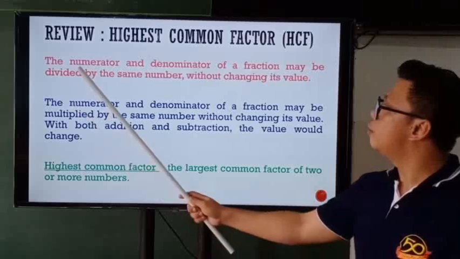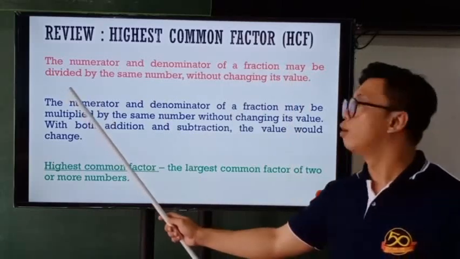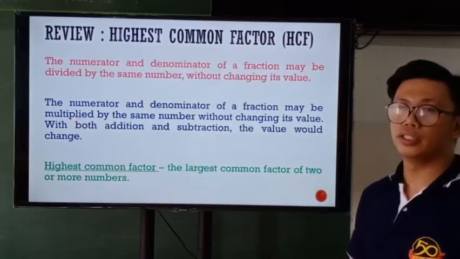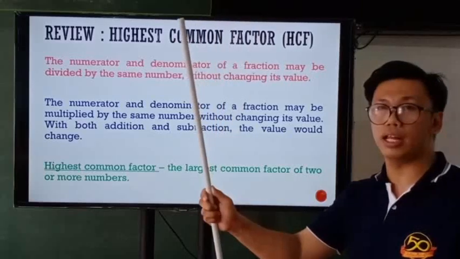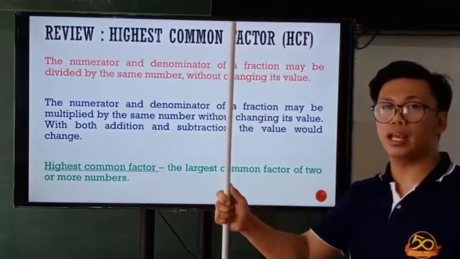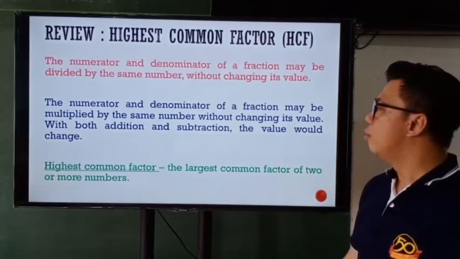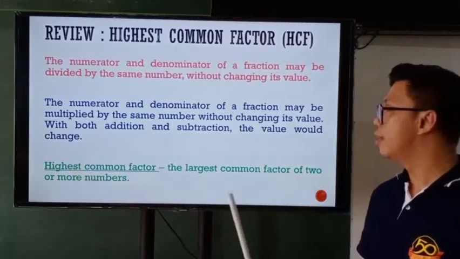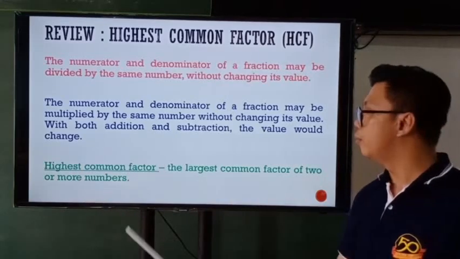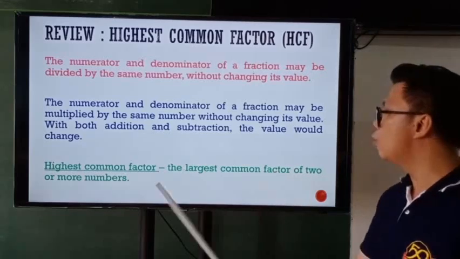The numerator and denominator of a fraction may be divided, or we can also multiply by the same number. So again, if we divide by 2 in the numerator, we will also divide in the denominator. If we multiply by 4 in the numerator, we also multiply in the denominator. Understand? And then, when we say highest common factor, that is the largest common factor of 2 or more numbers.